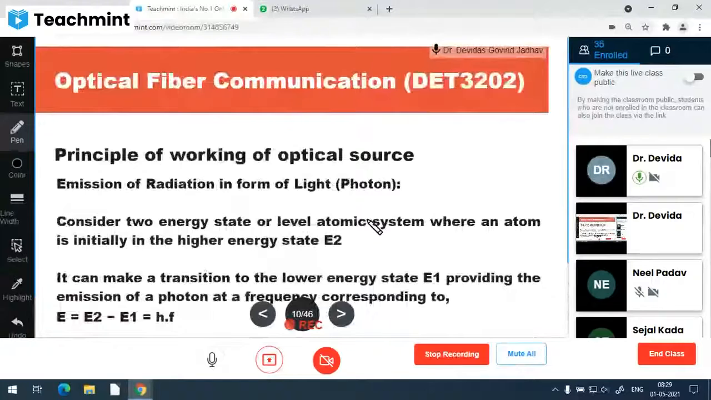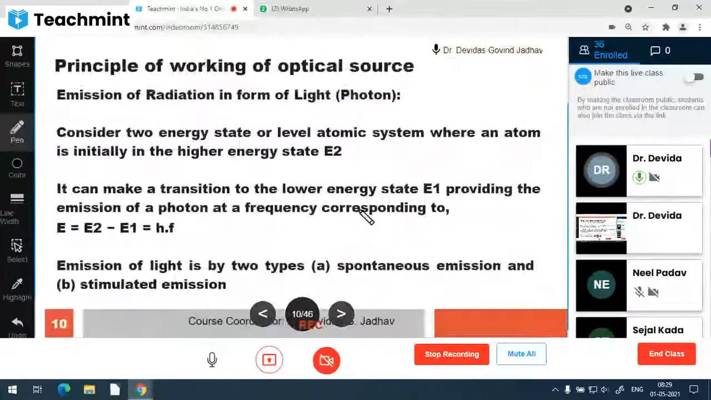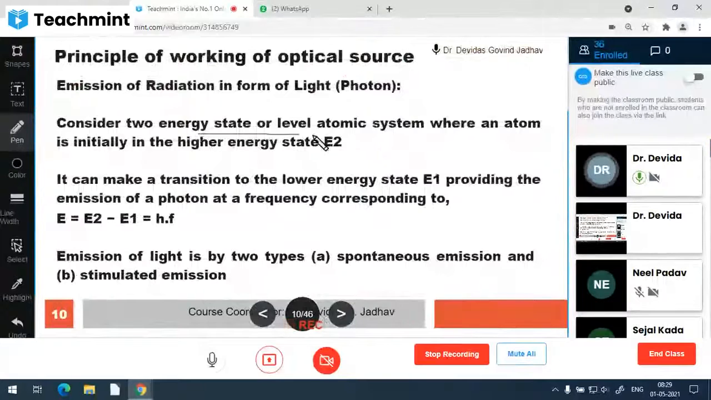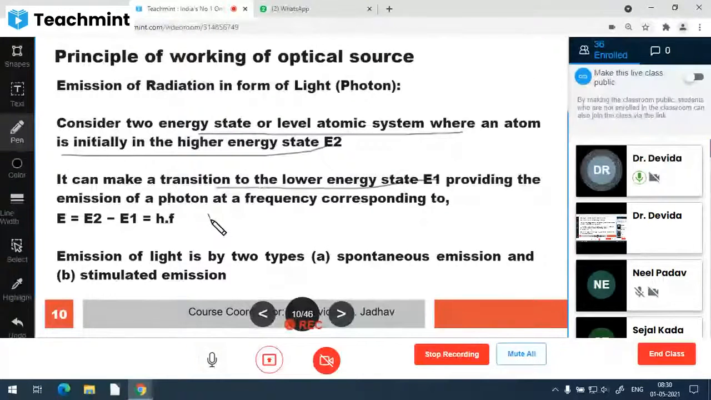In emission of radiation in the form of light photon, if we consider again two energy state or two energy level atomic structure where the atom initially is in the higher energy state E2, it makes transition to the lower energy state E1, providing emission of photon at frequency corresponding to E equal to E2 minus E1, that is hf.